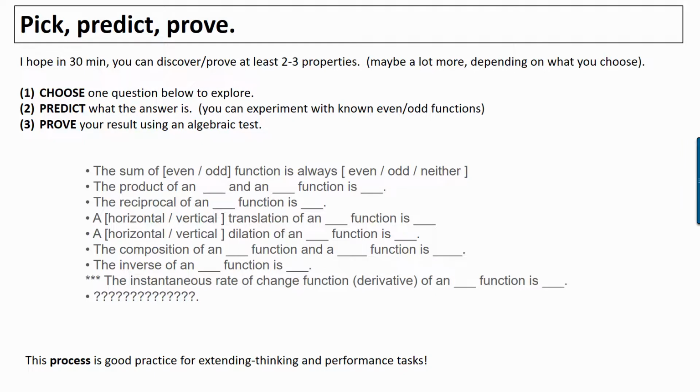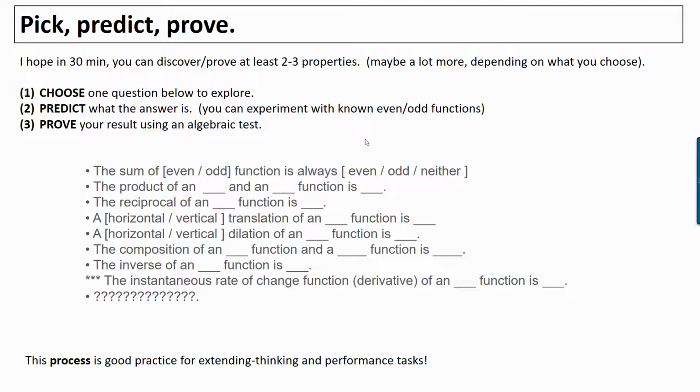So what you're about to do is try and explore and predict and prove some properties of even and odd functions. So choose one of these questions to investigate below and fill in the blanks to make it specific, and then predict what the answer is. And you can predict based on experiments with even and odd functions that you know about, or you can use Desmos if you want, or you could try to jump directly to a generalization. But make some type of prediction and then try and prove the result algebraically using a test.